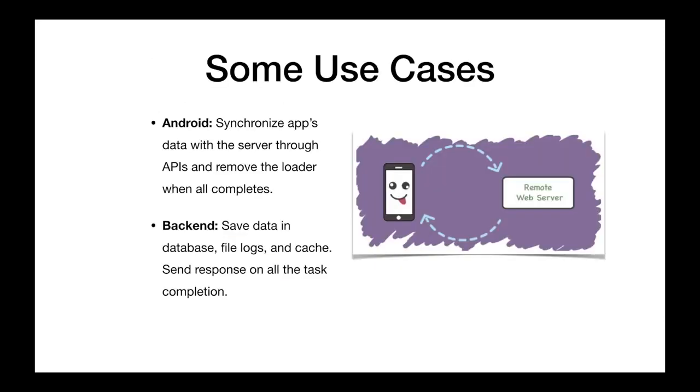What are some of the use cases for this kind of a model? In Java, we need to synchronize data with the server. There are various types of data, and these data are sent to the server through APIs. We want that when all these synchronization tasks complete, a certain action should happen. For example, if we are showing a loader to the user, then that loader is removed.